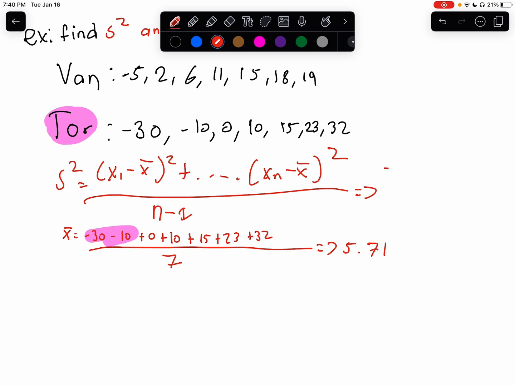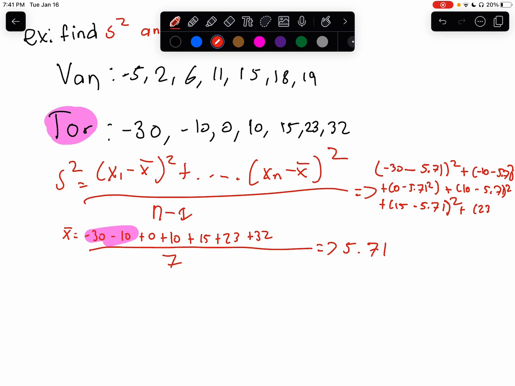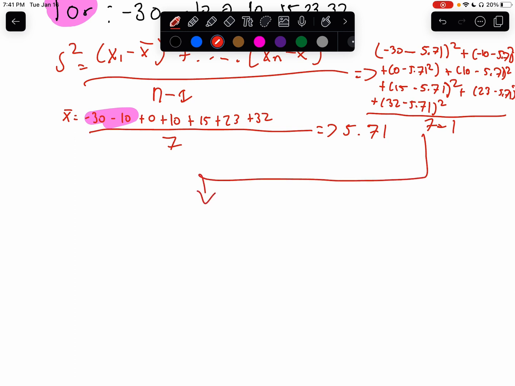So we can do -30 minus 5.71 squared, plus -10 minus 5.71 squared, plus 0 minus 5.71 squared, plus 10 minus 5.71 squared, plus 15 minus 5.71 squared, plus 23 minus 5.71 squared, plus 32 minus 5.71 squared, dividing this by 7 minus 1. Now we can do the math.